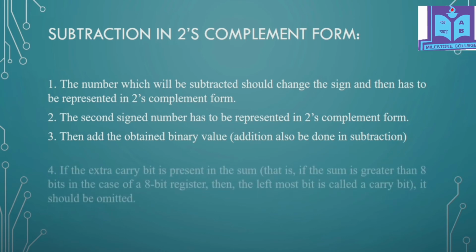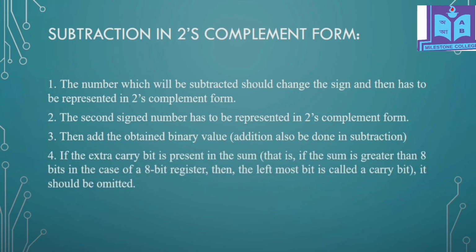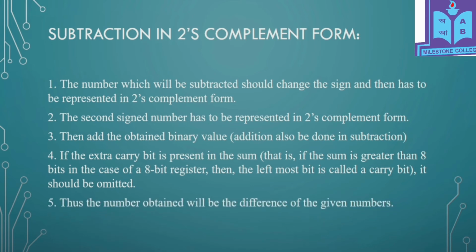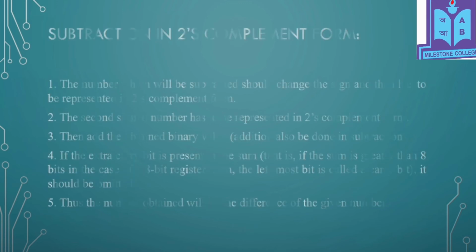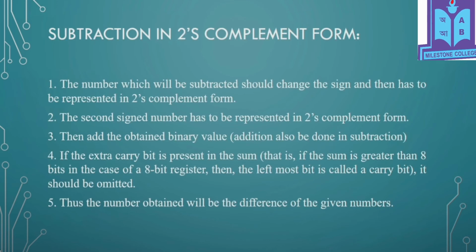After that, if an extra carry bit is present in the sum, that is, if the sum is greater than 8 bits in the case of an 8-bit register, then the leftmost bit will be the carry bit. So it should be omitted again, because in an 8-bit register you have only 8 memory slots to keep the binary numbers in place. Thus the number obtained will be the difference between the given numbers. This is the process of subtraction in 2's complement form.